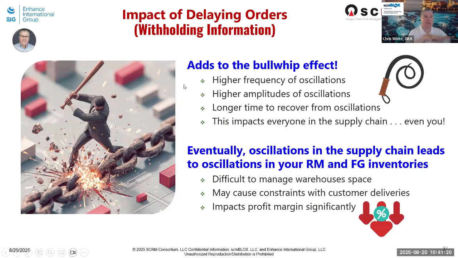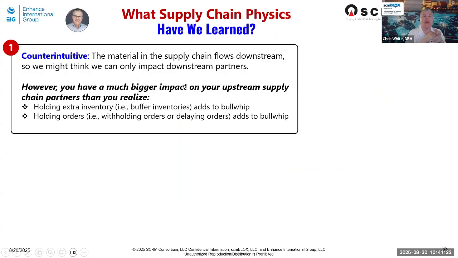So now I want to just summarize the physics part of it. What have we learned? So, counterintuitive: the material in the supply chain flows downstream, so we think we might only be impacting downstream partners. In reality, we have a much bigger impact on our upstream suppliers than we typically realize. So when we hold extra inventory, we're adding to that bullwhip. That's all upstream from us. When we hold orders, we're adding to that bullwhip. That's all upstream for us.